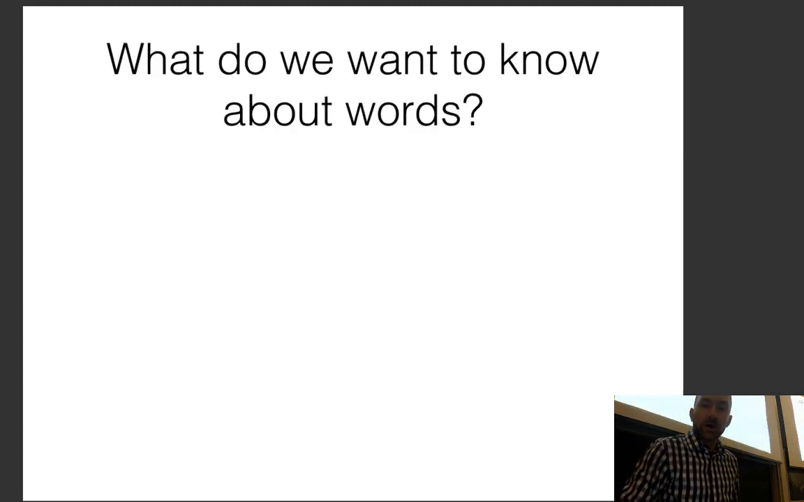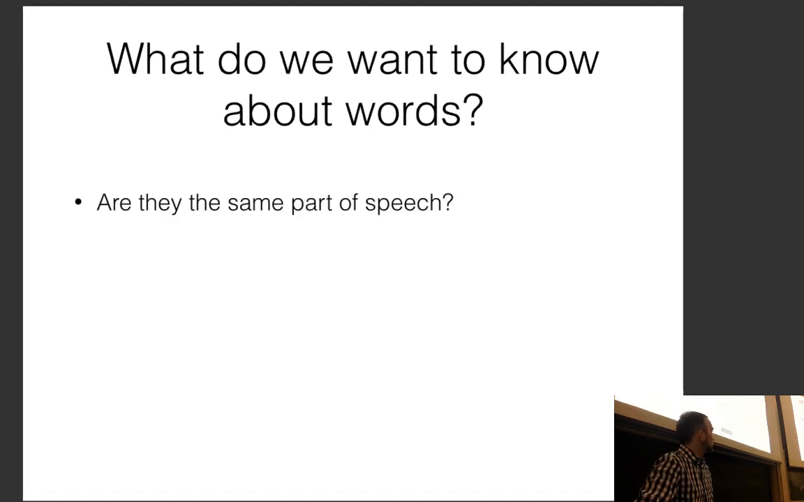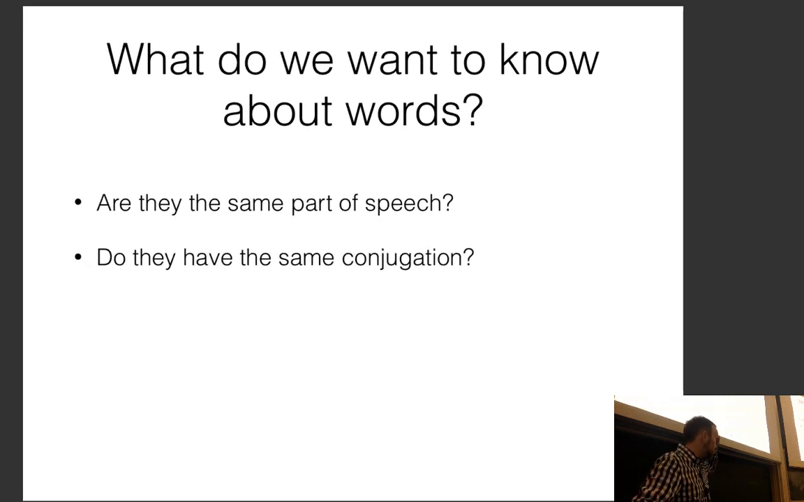So regarding models of words, what do we want to know about words? There's lots of different things that we'd like to know. For example, are they the same part of speech? Are they nouns or verbs or whatever? Do they have the same conjugation? So for example, if it's a verb, is it in the past tense? Or if it's a more richly conjugated language, something like Finnish or Russian, you might have very complicated conjugations.